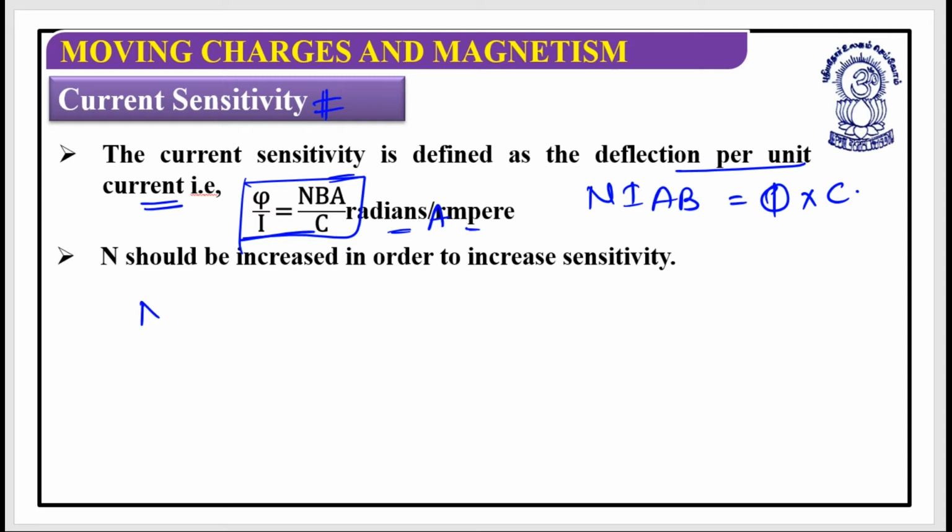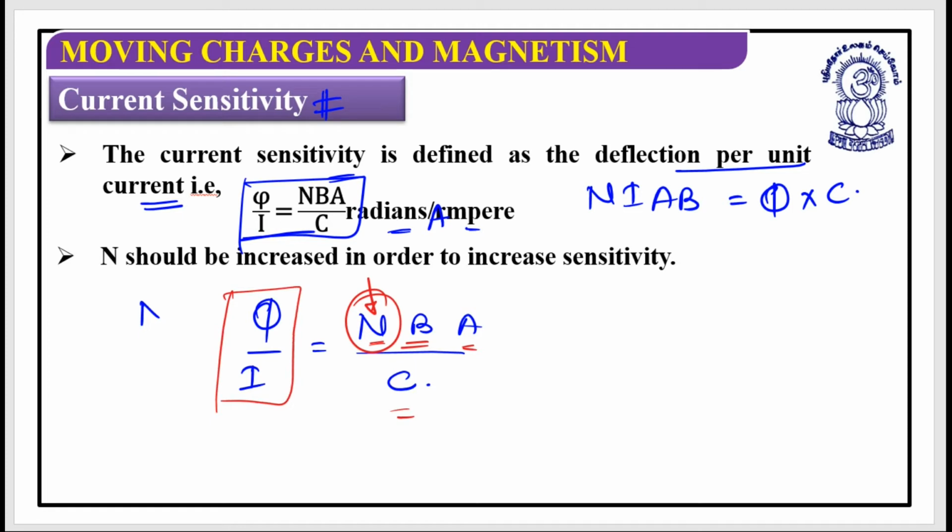How do I increase it? Look at this. Practically, phi by I is equal to NBA by C. So only one approach can increase it, the N, because all these other factors are not possible to change over time, but N is just the number of turns of the coil that can be changed. And if I increase N, it will increase my current sensitivity. I hope this is clear. Is it clear? Are you sure?